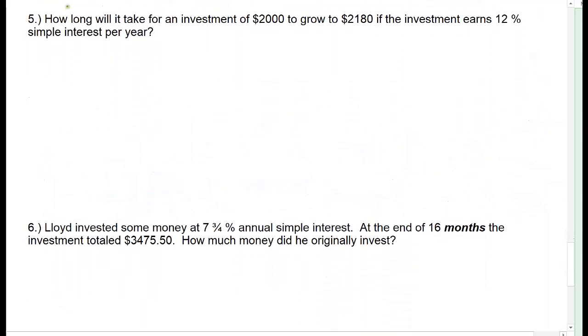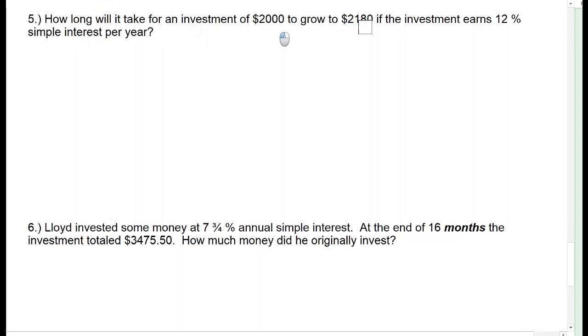Right, next example, how long? So kind of doing all the different types that you can be asked. I can ask you for the future value. I can ask you for the interest. I can ask you for the interest rate. I can ask you for the present value. Now I'm asking you for time, the t value.